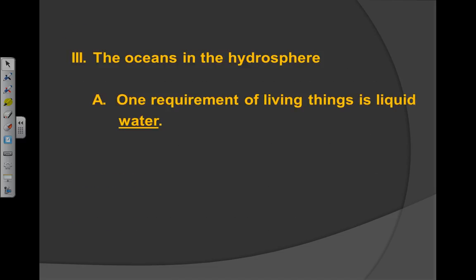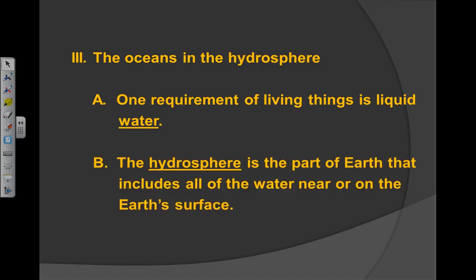So this is Roman numeral 3, the oceans in the hydrosphere. Number 1. One requirement of living things is liquid water. B. The hydrosphere is the part of the Earth that includes all the water near or on the Earth's surface.